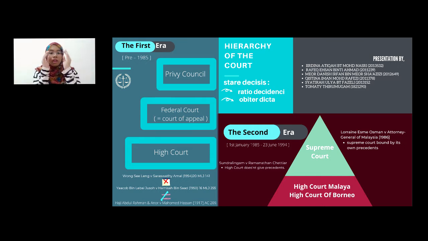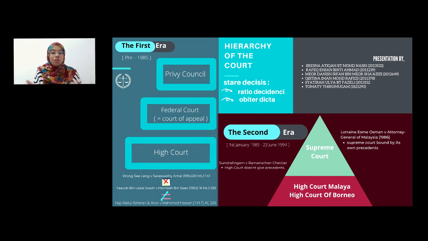In the first era, we have the Privy Council, and although vertically it binds the lower court, horizontally it does not bind itself, meaning that the Privy Council is not bound to follow any of its previous decisions. They are allowed to depart from their decisions. Alright, it's as simple as that.